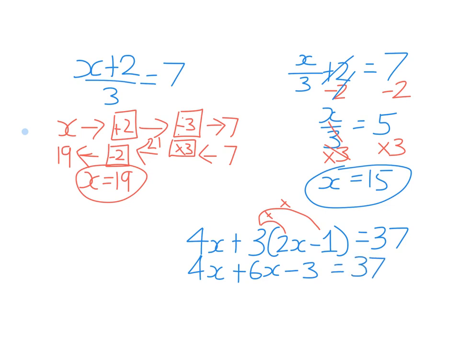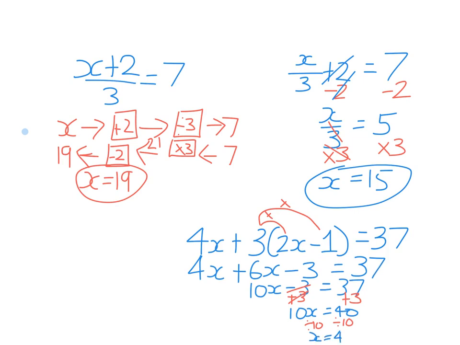Now I need to get x to one spot by collecting like terms. So 4x plus 6x is 10x. So I've got 10x minus 3 equals 37. I'm going to solve this using the balance method. I add 3 to both sides to undo subtracting 3. So I get 10x is equal to 40. And now I've got to undo timesing by 10 by dividing each side by 10. And the answer I get, x equals 4.